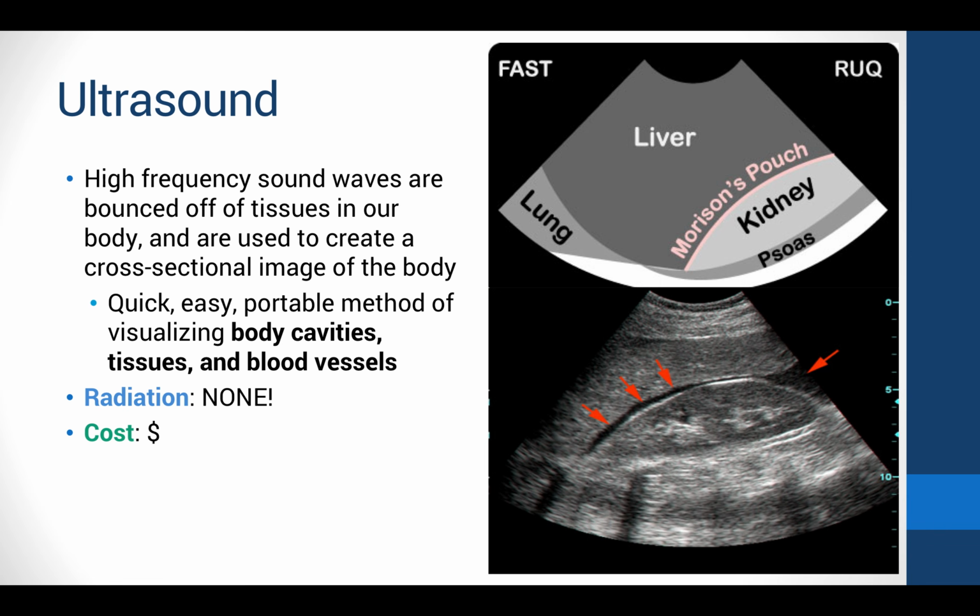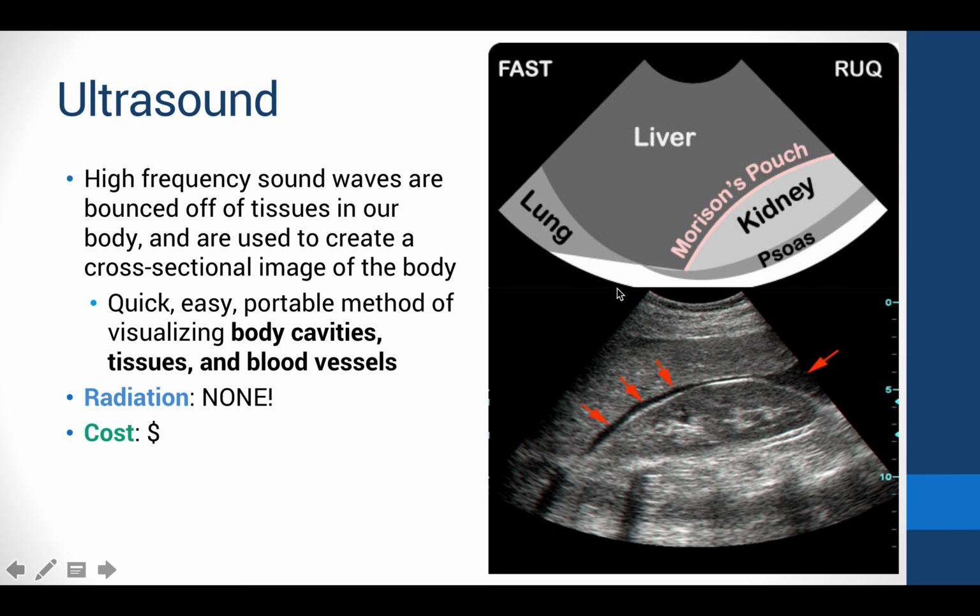And typically it's most effective in visualizing body cavities or anywhere there's fluid, where we can tell the difference between the density of the fluid and the density of a soft tissue. So, like I've written over here, it's a quick, easy, portable method of looking at body cavities, tissues, and blood vessels. Now, this is an example of what an ultrasound looks like.